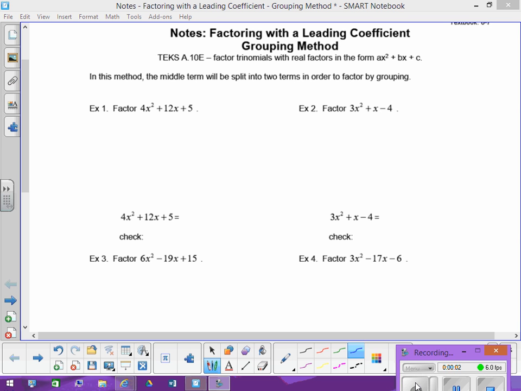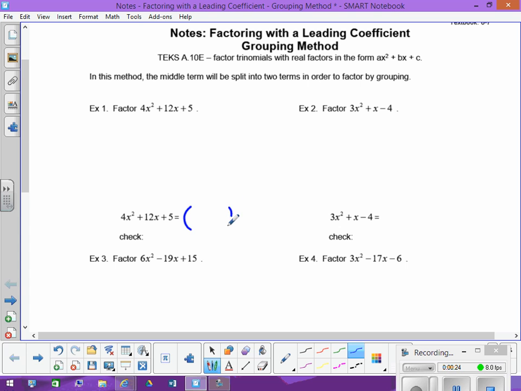So we're going to factor by grouping. When we look at a problem and there is a number in front of x squared, it's not just 1. We look and say, okay, is there anything I can take out? Well, you have 4, 12, 5. There's nothing in common. Okay? So I can't take anything out of it. That means that I know in my answer down here, I got to have 2 sets of parentheses.